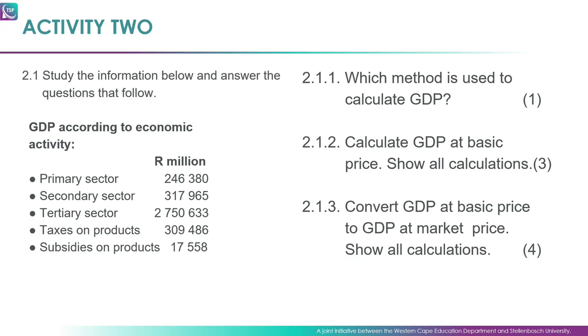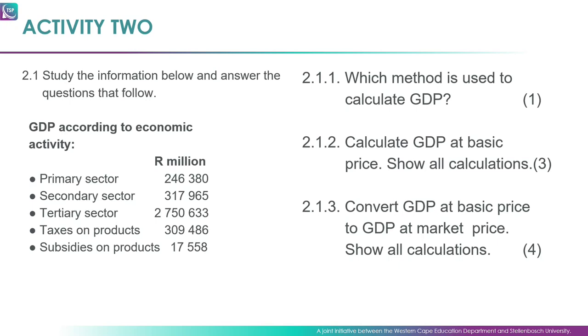And obviously the first question is, which method is used to calculate GDP? Now you've got to think back, what is it that I said? The 3 methods, each method is known for something or other. So here we're dealing with the primary sector, secondary sector, tertiary sector, which I remember learning in grade 10. These are the sectors of the economy. So if it's the sectors of the economy, then obviously that has to be the production method that we are looking at here. Right, then they ask us to calculate GDP at basic price and show all calculations.